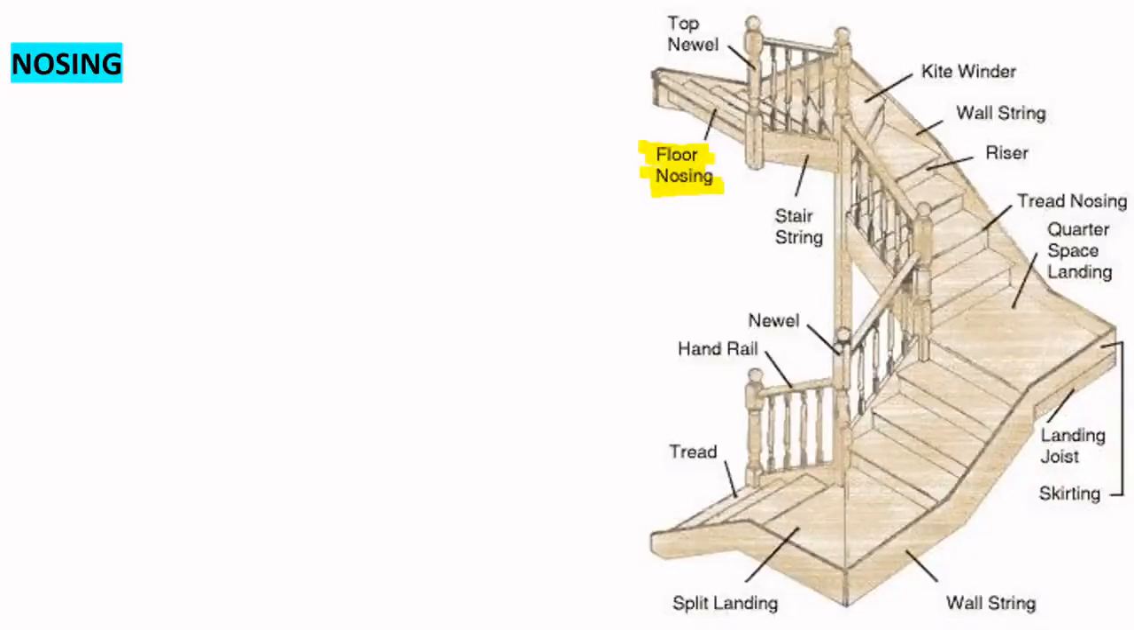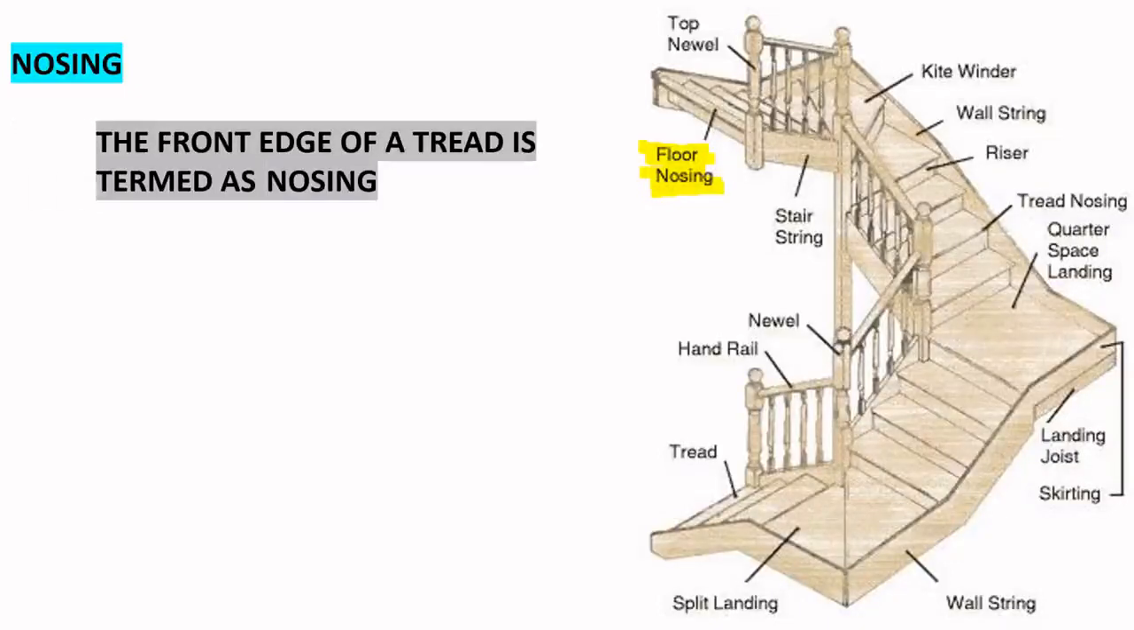You all know in our face we have a nose. It is the sharpest point of our face, right? That is nose. So, what is nosing? The front edge of a thread is termed as nosing. So, we know what is thread? This horizontal portion is called thread. The corner, the front edge of the thread is known as nosing. This is known as thread nosing because it is the edge of a thread.